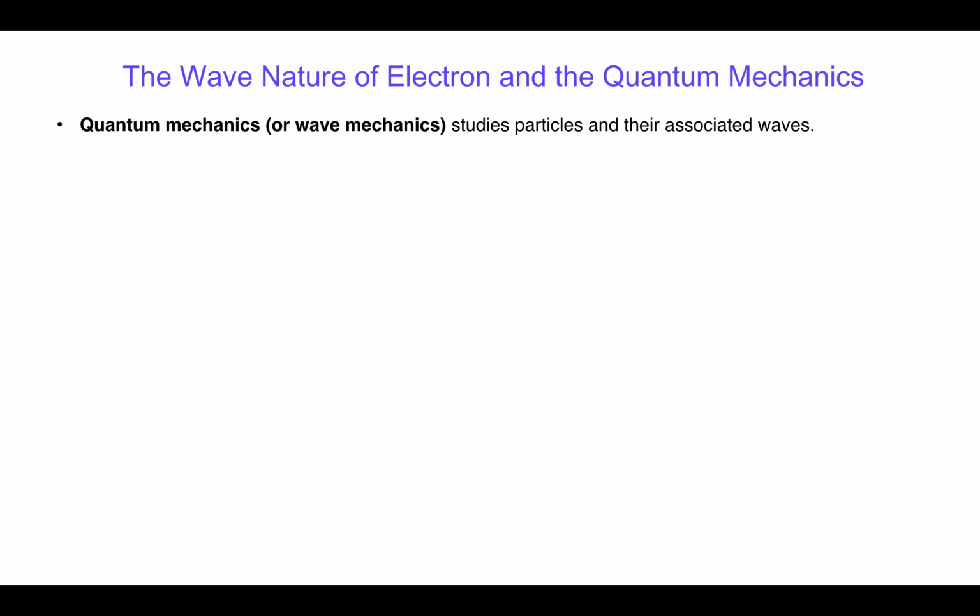Now we look at the wave nature of electron and quantum mechanics. Although electron is normally considered as a particle, in fact, electron has a wave nature also. So the wave nature of electron is studied by a specific branch of physics that is called quantum mechanics or wave mechanics.